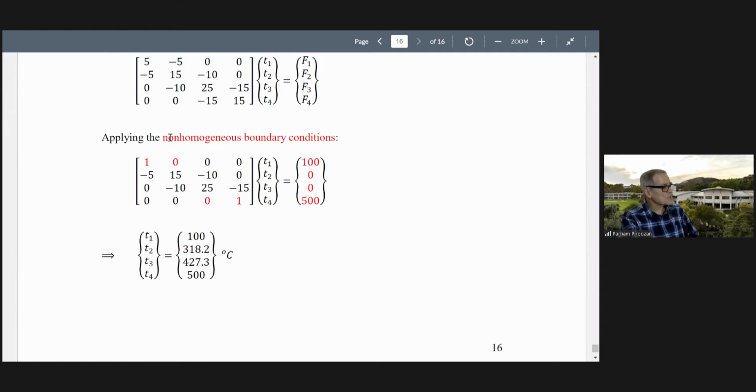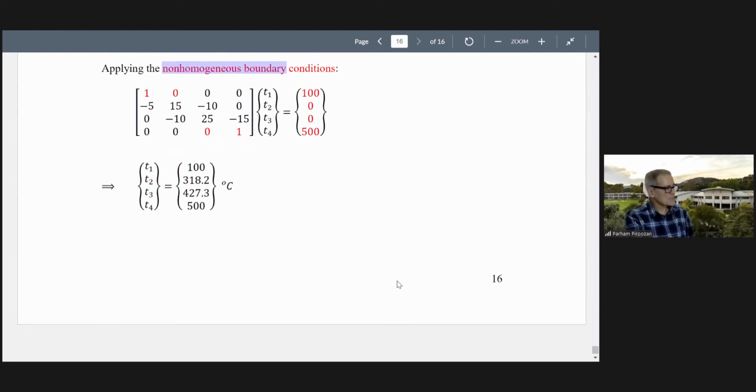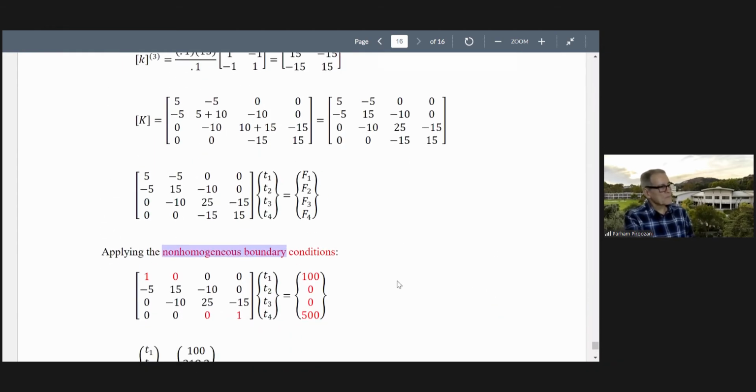These are non-homogeneous boundary conditions, by the way. If, let's say in solid mechanics, the displacement were 0, they would be homogeneous boundary conditions. But these are non-homogeneous. This is the temperature distribution that we wanted to solve. All right. Any questions about this problem before leaving this document?